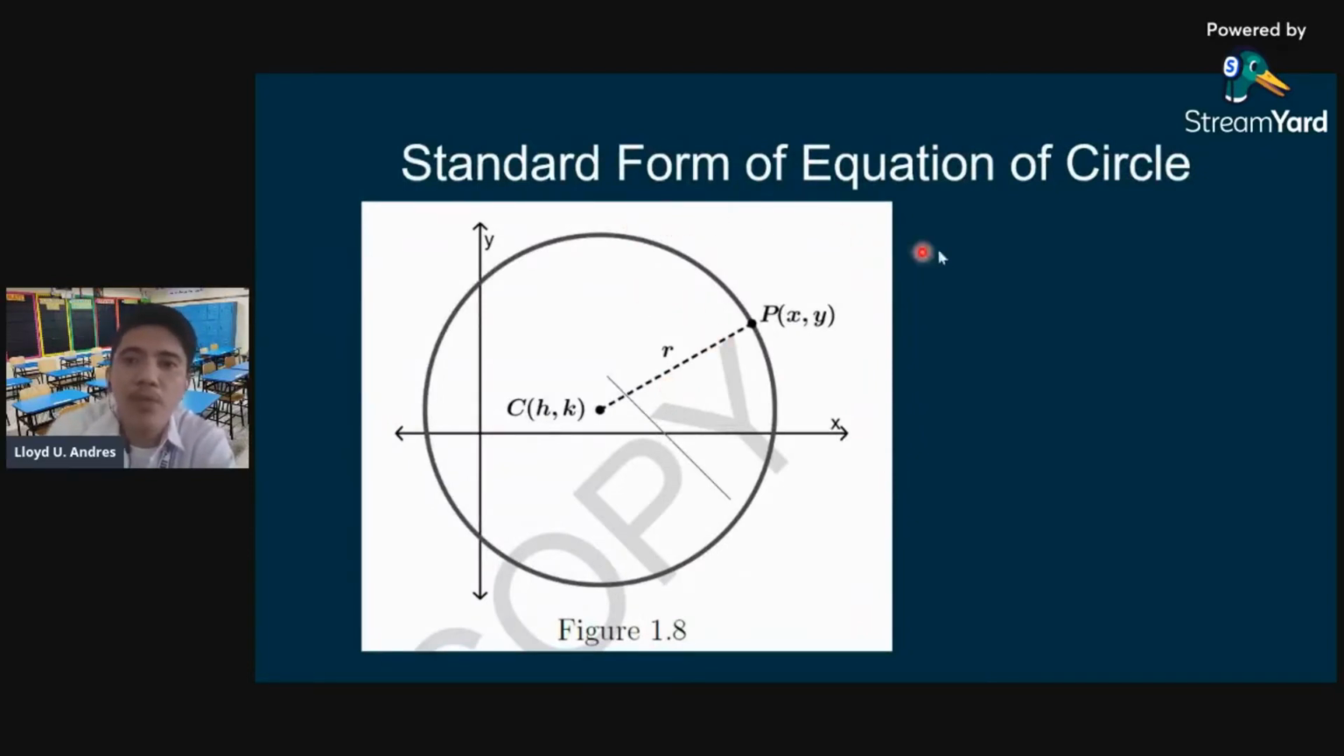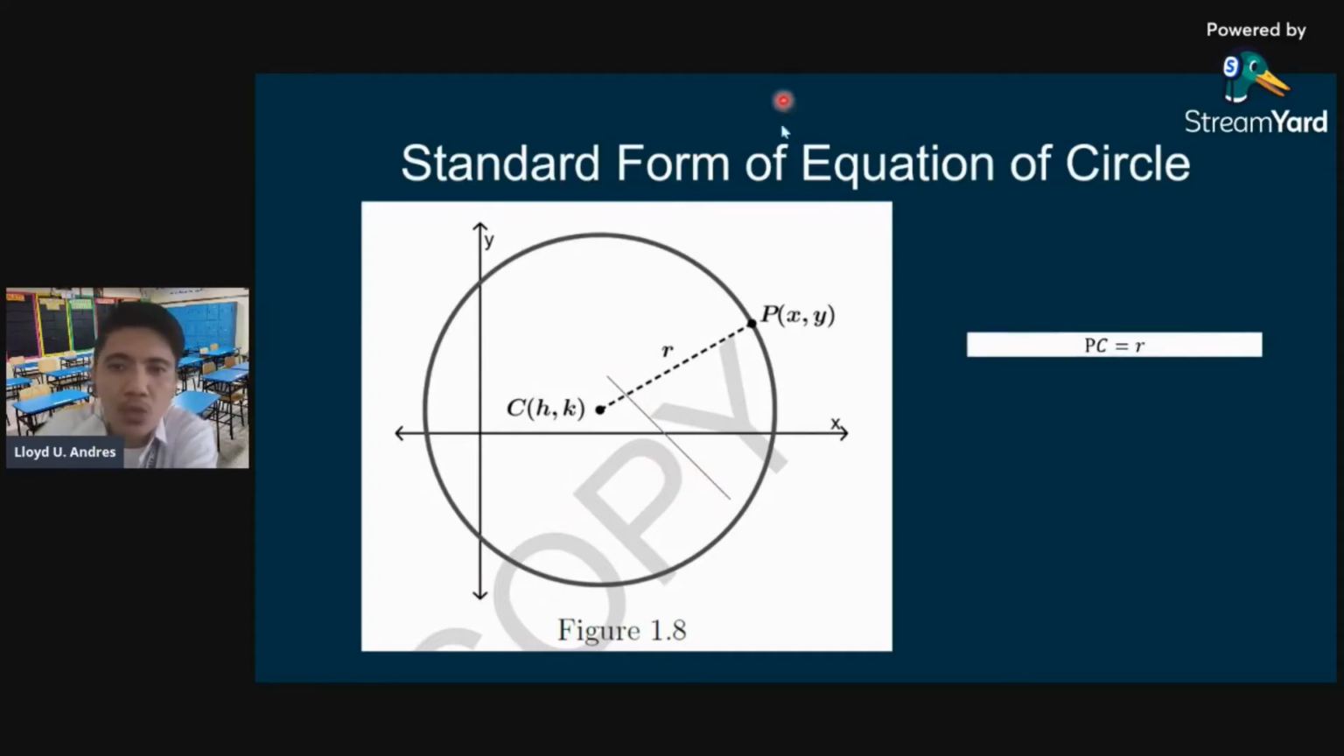So for the standard form of the equation of the circle, we will be using the definition as well as the illustration of the circle. Since the distance from P to C is our radius, and the length of this one is just the distance from P to C, we can use that statement as a starting point to derive the standard form of the equation of the circle. So we can say that PC is equivalent to r.